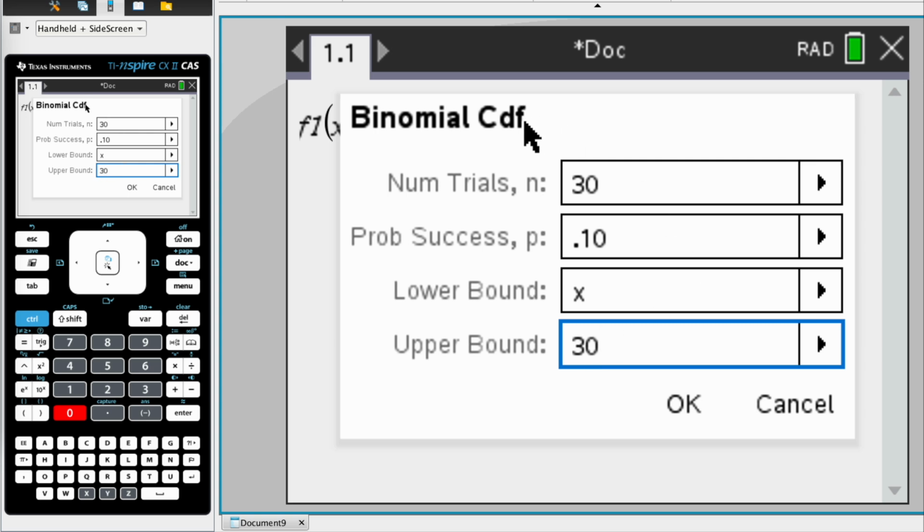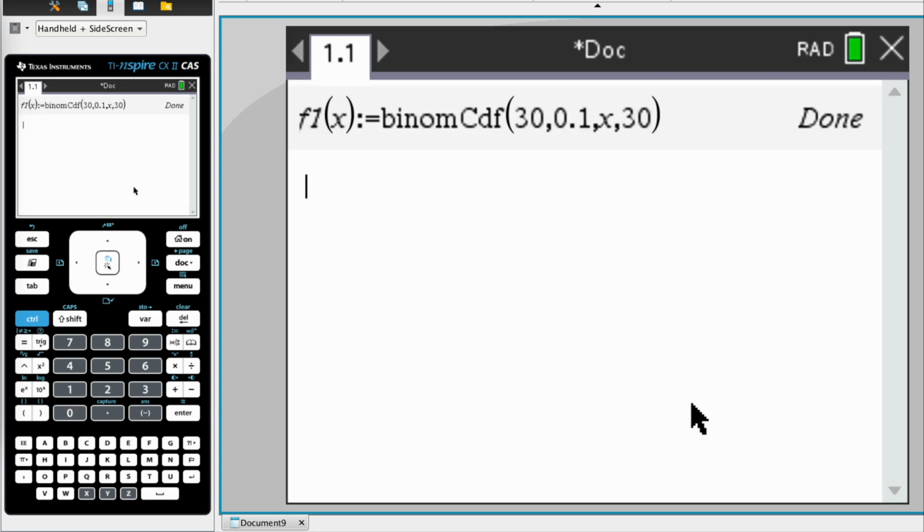That'll be a binomial CDF. Then we'll have 29 to 30. Then we'll do 28 to 30, 27 to 30, and it's going to create a whole list of different binomial CDFs. And that way we can then look through the list and see where does 5% fall? Where does our alpha fall? So once you see the word done, we're going to add a page.